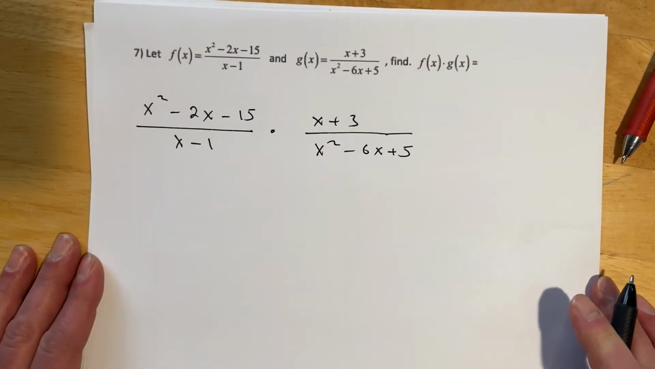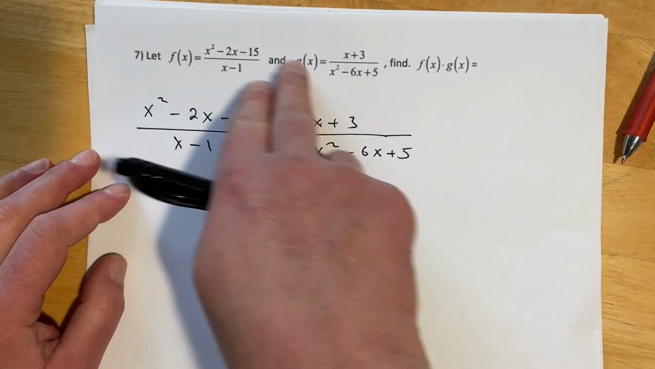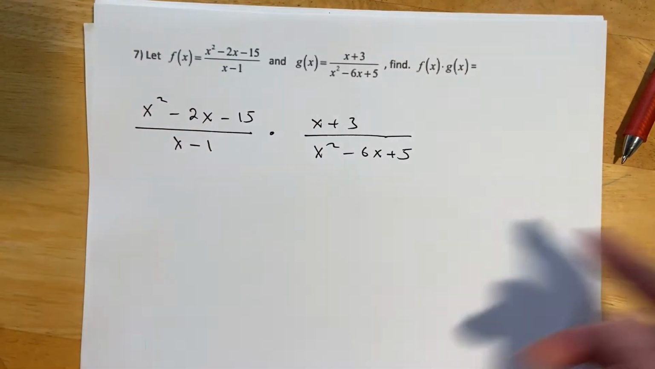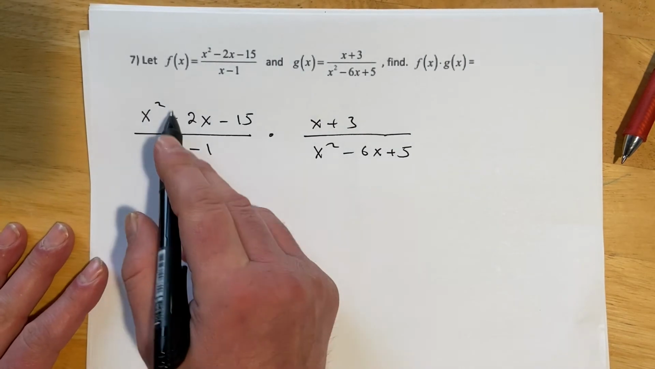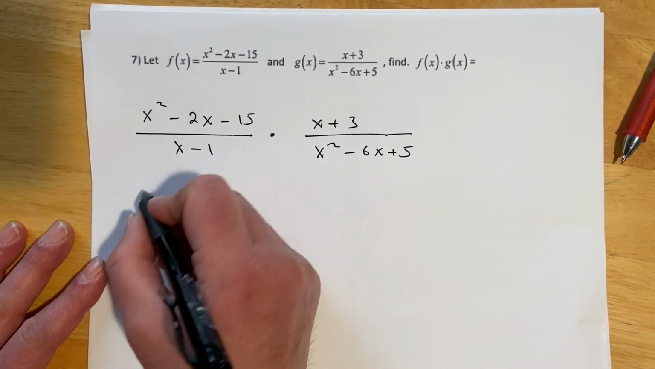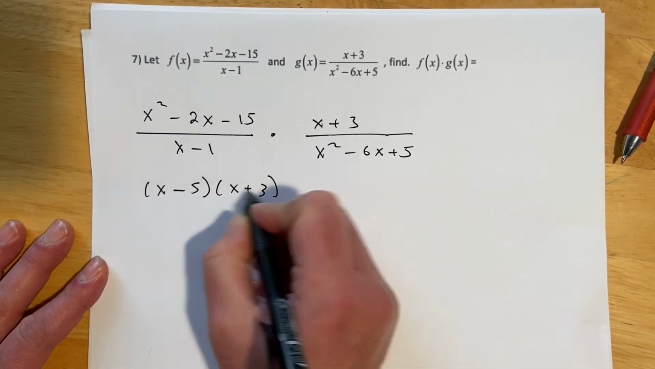Okay, so for this next example, they just changed the directions a little bit, but it is the exact same math. So they're giving us a couple of functions, f and g, and then asking us to multiply these. So that would look just like this, and it's the exact same factor and cancel. So here we need multiplies to -15 and adds to be -2. So that will be a -5 and a +3.